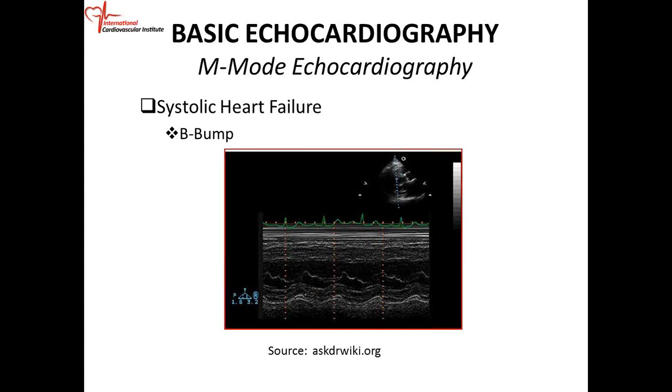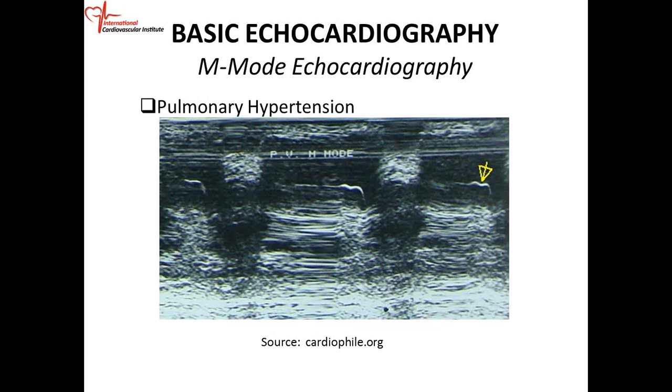So B bump usually suggests elevated left ventricular filling pressures and heart failure. Okay, so if you don't readily recognize something, just go through the first principles and you will recognize these things. All right, so we should have shown you what the normal M mode across the pulmonic valve looks like.